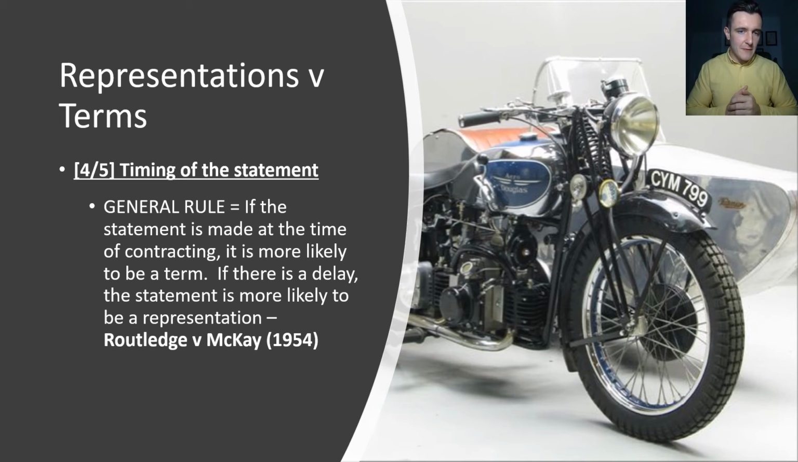The case that we have for that is the Court of Appeal decision in Rutledge and McKay, all to do with the sale of one of these Douglas motorcycles with a sidecar. So in this particular case, the parties agreed orally that the bike was a 1942 model and they agreed to sell it for 30 quid. So they made all that agreement orally. But a week later, the parties then entered into a written agreement. So they decided to reduce that contract to writing.